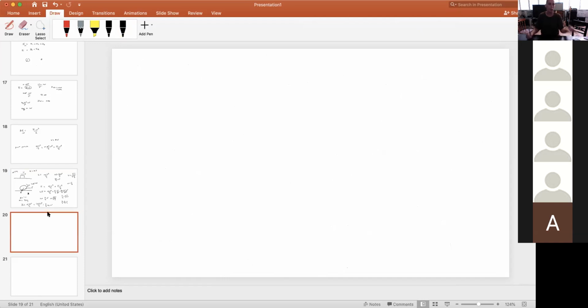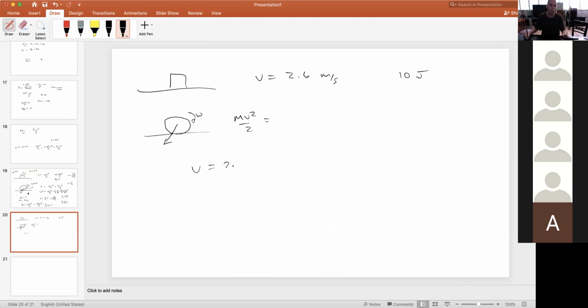So my block has a velocity of 2.6 meters per second if the kinetic energy is 10 joules. My wheel that's rolling would have v of 2.1 meters per second. The translational part, mv squared over 2, is 3 over 2 times 2.1 squared. 3 divided by 2 times 2.1 times 2.1.